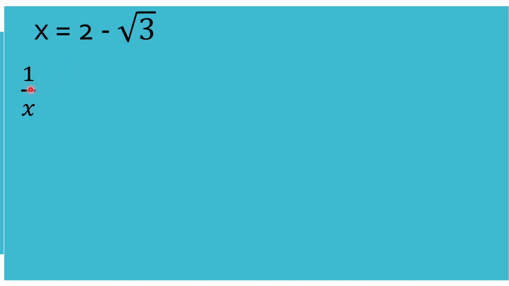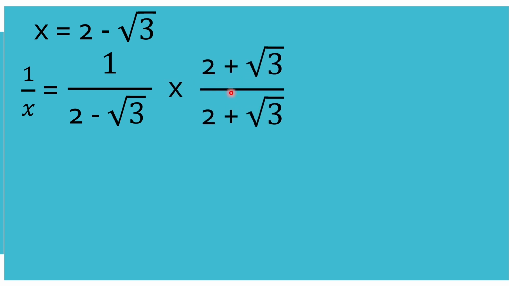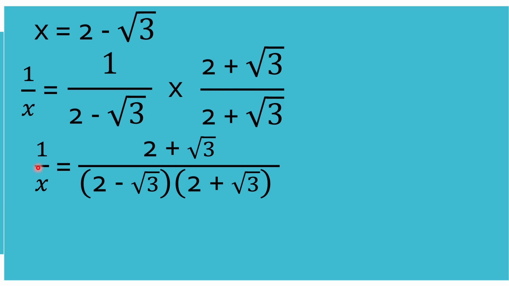So 1 over x, we can write this as 1 over x equals 1 divided by 2 minus under root 3, and then we will multiply and divide by 2 plus under root 3, that is, multiply the numerator and denominator. So let's multiply. After multiplication, we'll get 2 plus under root 3 in the numerator, and in the denominator 2 minus under root 3 into 2 plus under root 3.